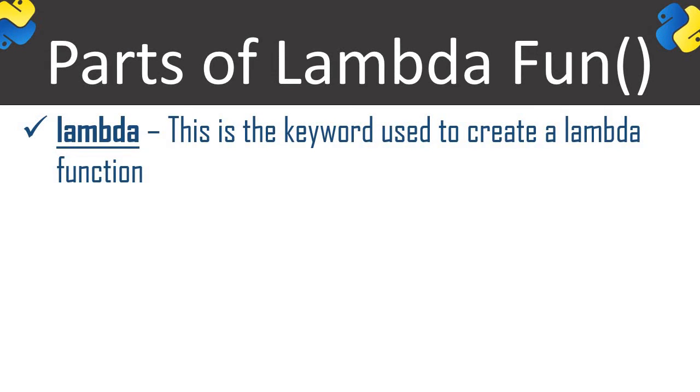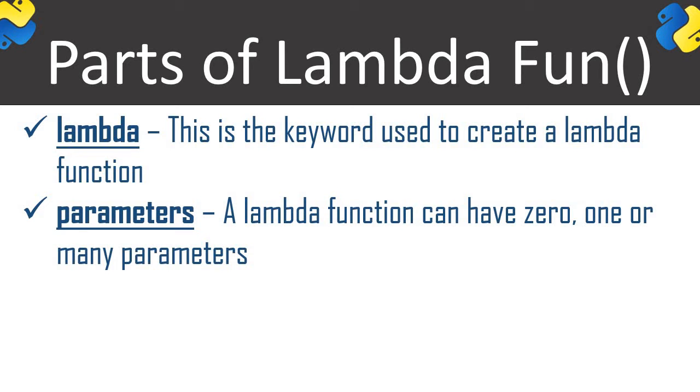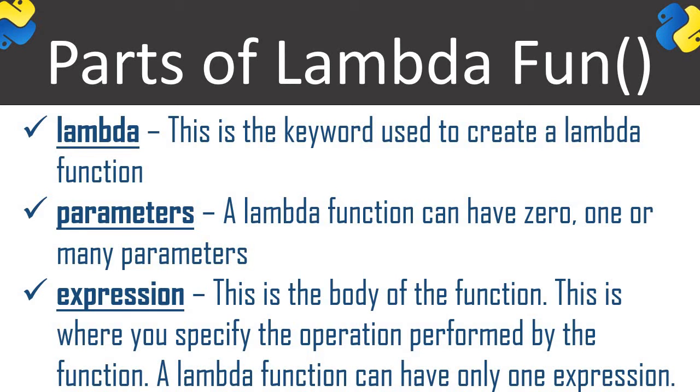The lambda keyword is used to create a lambda function. We have discussed earlier in our videos what a keyword is and why and where to use a keyword. So lambda is a keyword that is used to create lambda functions. Then we have the parameters. A lambda function can have 0, 1 or many parameters. There is no limit for the parameters in a lambda function, but we have a limit for the expression in the lambda function.